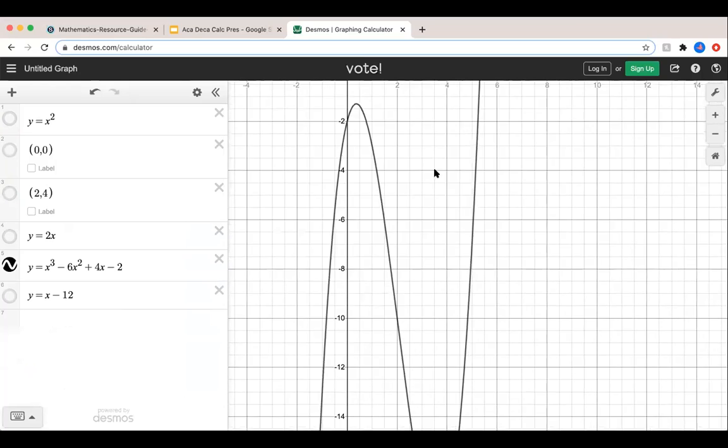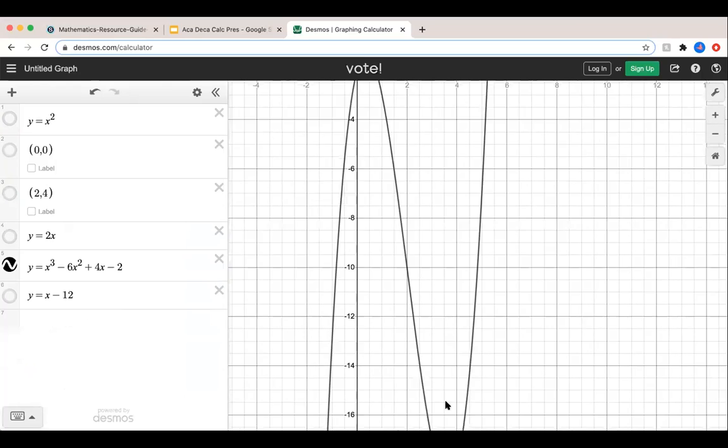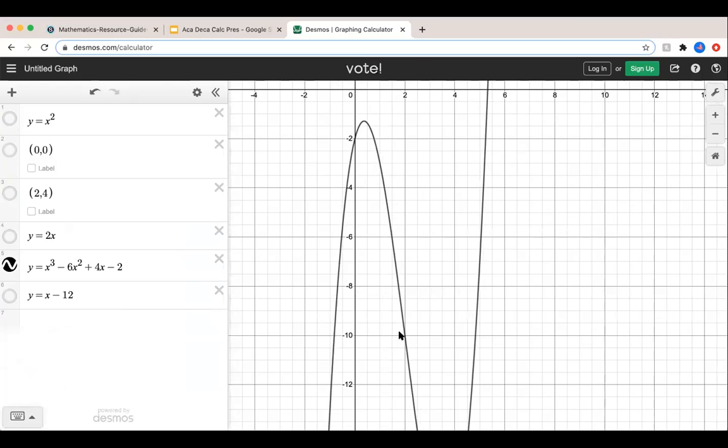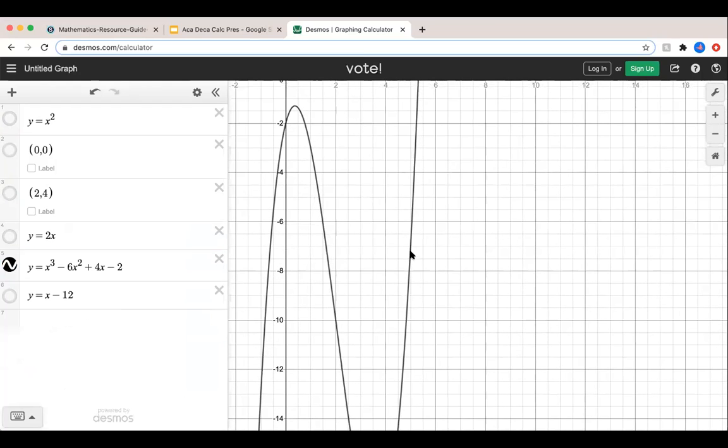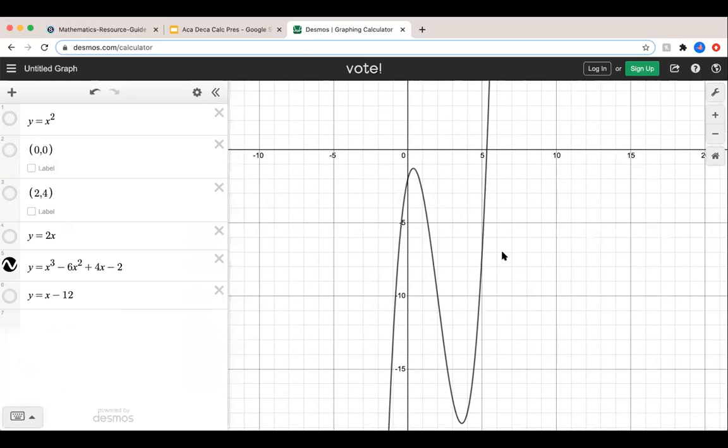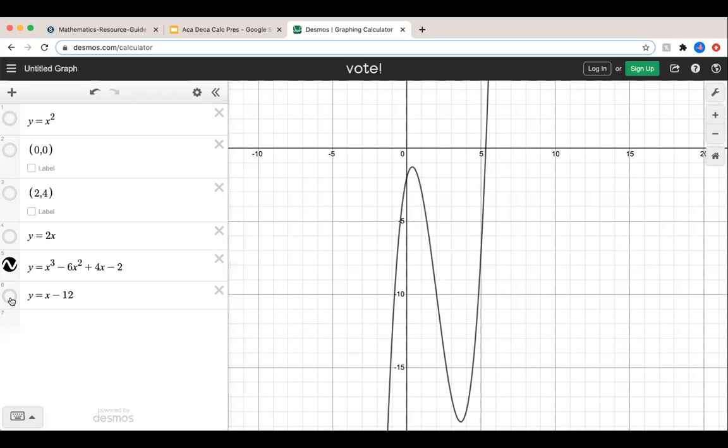And we found the points: when x is 2, it's at negative 10. And when x is 5, it should be at negative 7, around there. So if we want to connect these 2 points, this is the line we came up with. And as you can see, it connects the points (2, negative 10) and (5, negative 7) on this curve.